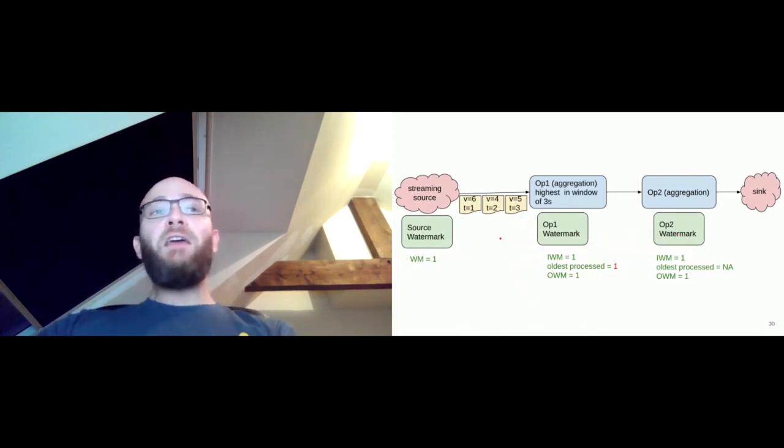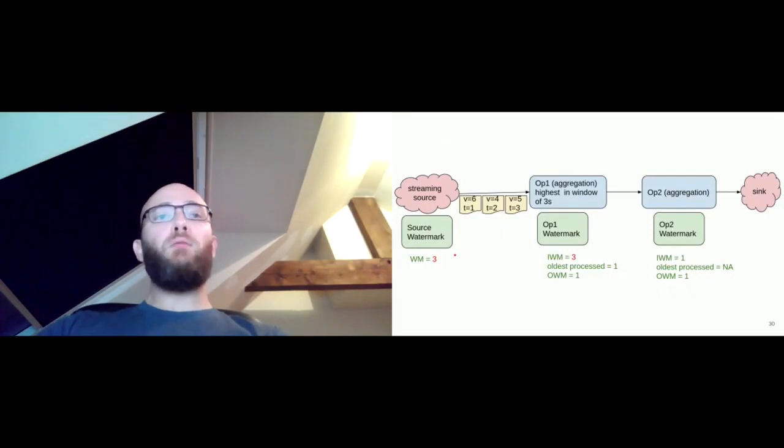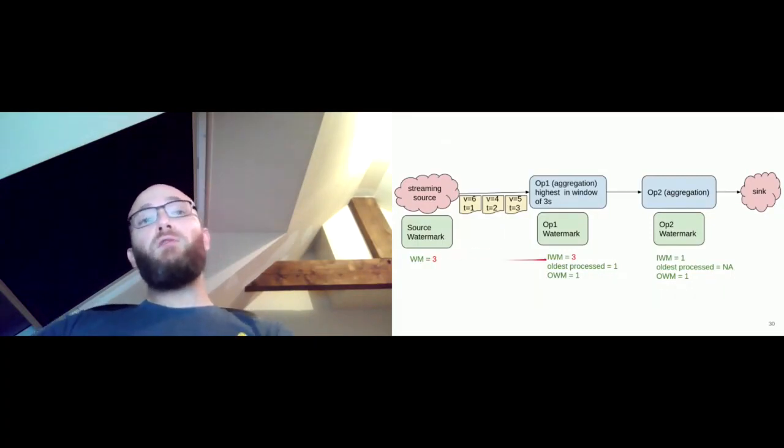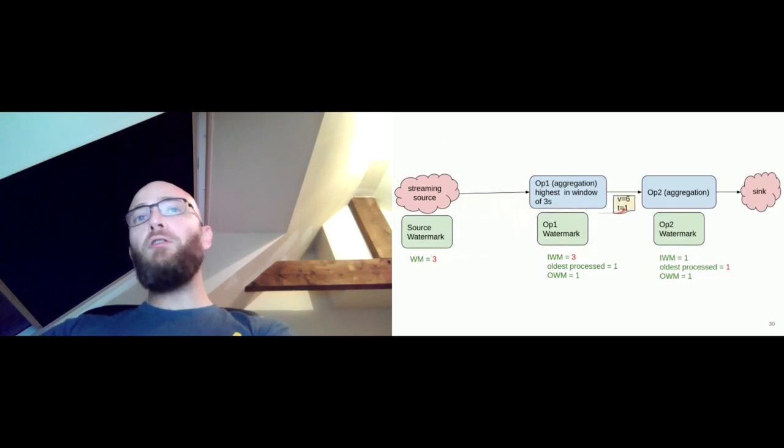Now let's say that the source says that the watermark is 3, meaning that we should not receive any more elements with timestamp 3. This watermark is propagated to the input watermark of operation 1. And now something interesting happens, because the input watermark of operation 1 is 3, so the watermark has passed the end of the window. If you remember what I said on the triggers, the watermark has passed the end of the window of 3 seconds, so operation 1 should output its data. So it will do so: it cleans its buffer and outputs its data.